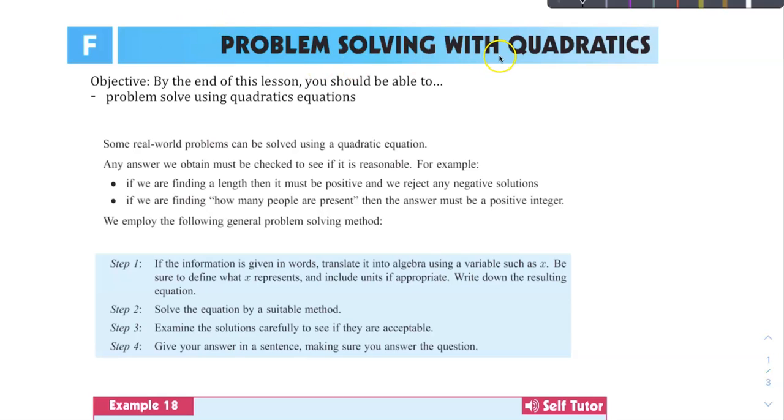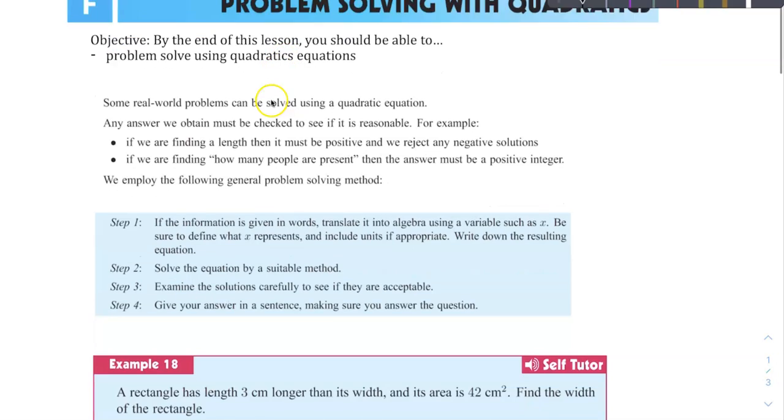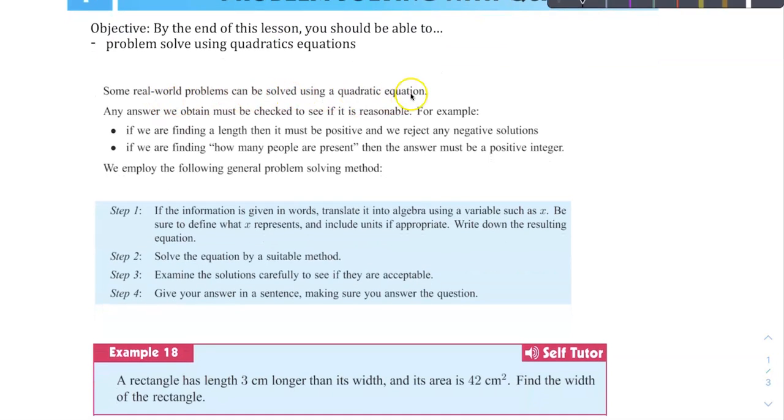Problem solving with quadratics. Objective: by the end of this lesson, you should be able to problem solve using quadratics. Some real world problems can be solved using quadratic equations, but anytime we get an answer, we want to make sure our answer is reasonable.